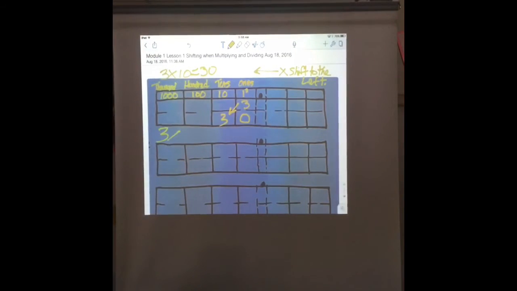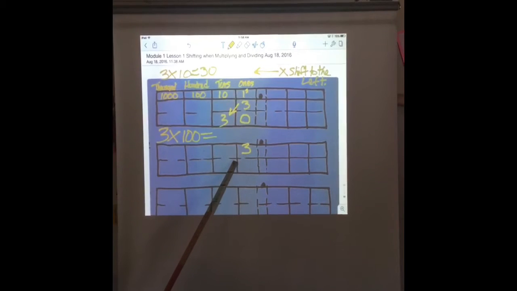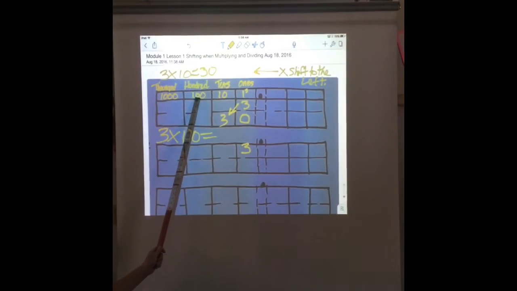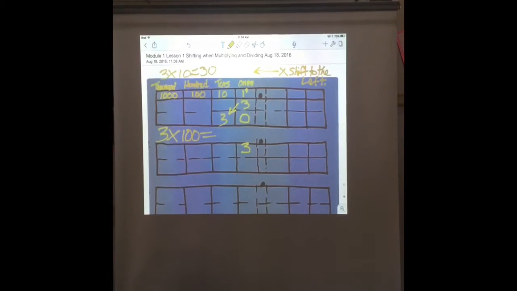Let's say we have 3 times 100. Where's our 3 going to start? It's going to start in the ones because our 3 is a 1, right? So, how many times are we going to shift it over? Well, we're going to shift it over into the 100 because this is 100. Notice our 100 here. How many zeros does it have? It has 2. So we're going to shift it over how many times? 2. Right. So we're going to go 1, 2, and that's where our 3 goes.